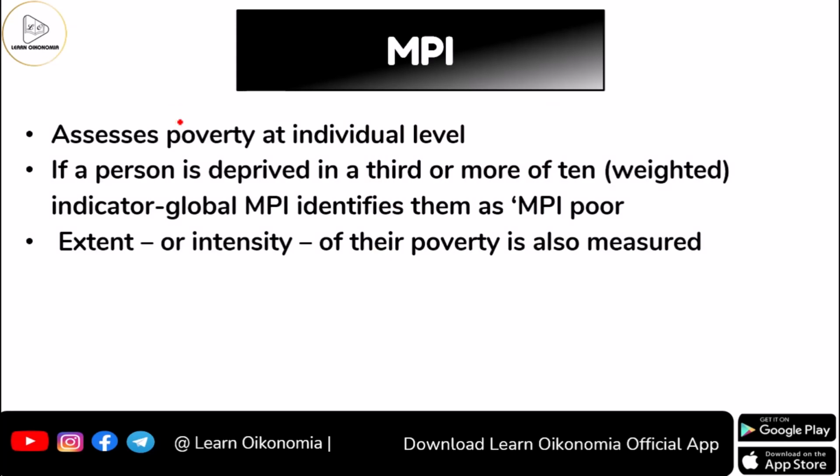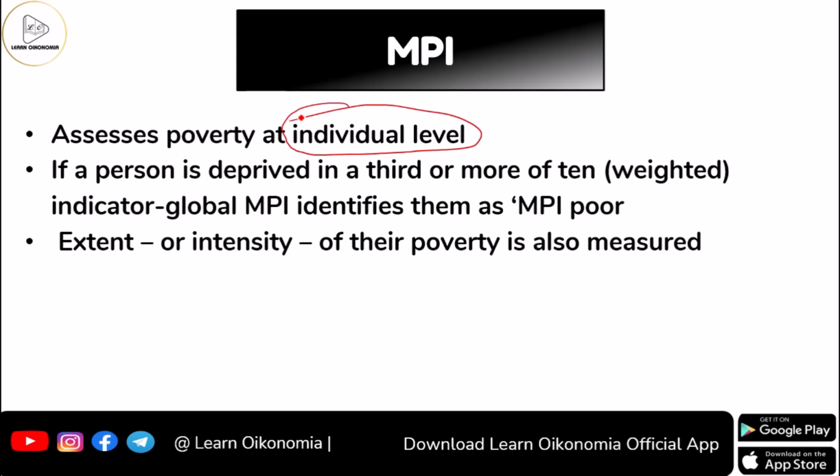Taking you to more details of the multidimensional poverty index, it assesses poverty not at the composite level, but at the individual level. Definitely it will take into consideration the household level assessment, but we can have individual level assessment of poverty if we are going for MPI. You will definitely get the national level assessment, household level assessment, also group wise assessment, etc. But a very specific feature is that individual level assessment is also there as far as MPI is concerned.